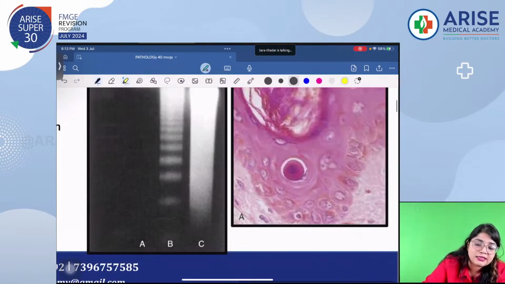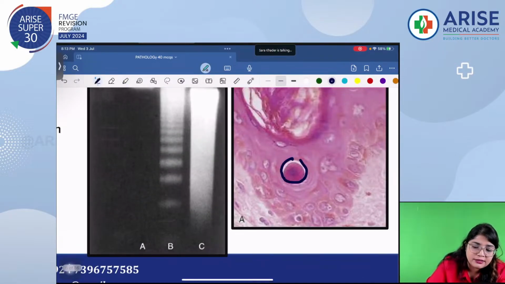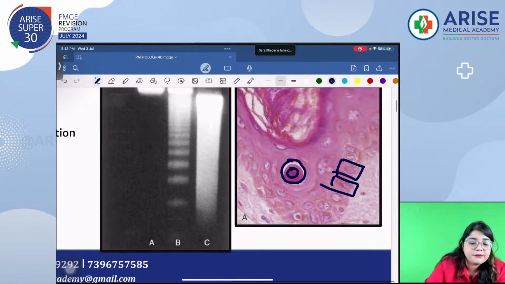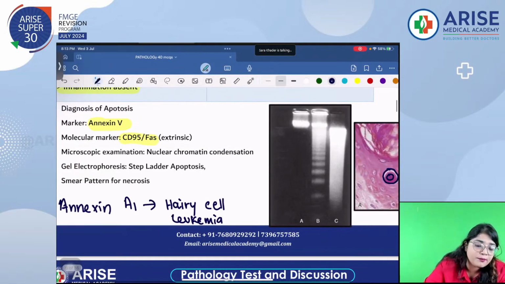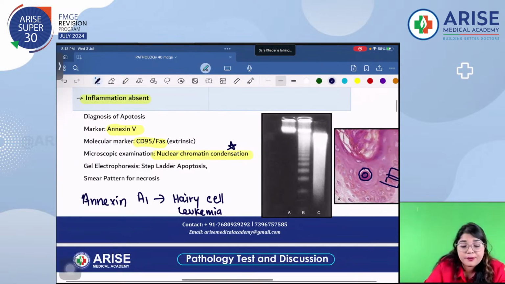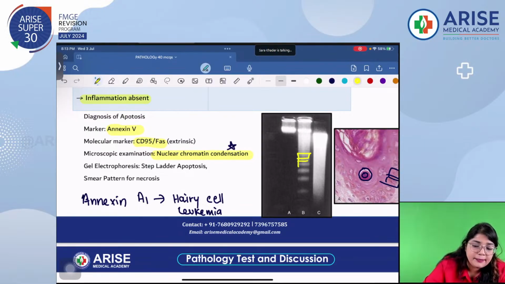On microscopic examination, you can see that there is condensation of the nucleus. Look at the cell, compare it with the cells next to it. You can see the cell has condensed, and you have the condensation of the nucleus as well. So nuclear chromatin condensation is a very important marker on microscopic examination. And on gel electrophoresis, what do you see? This pattern on B is the step ladder pattern, which is seen in apoptosis, while necrosis shows you a smear pattern.